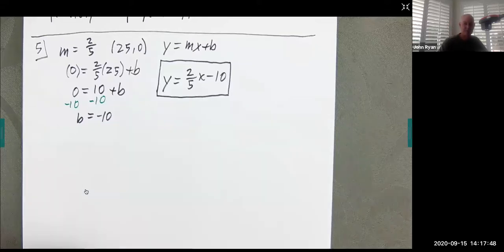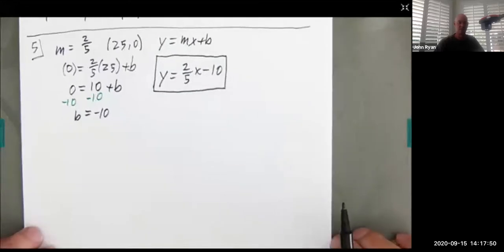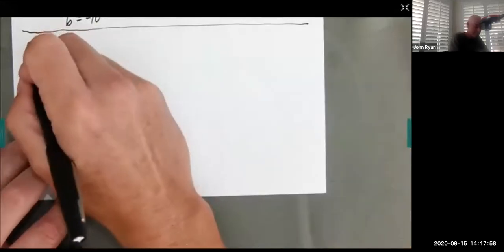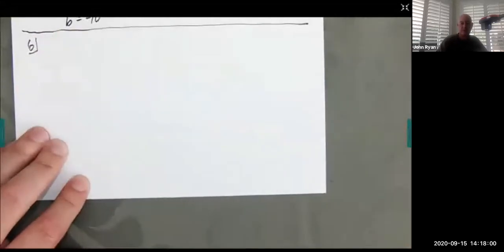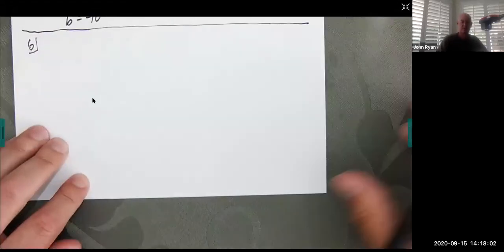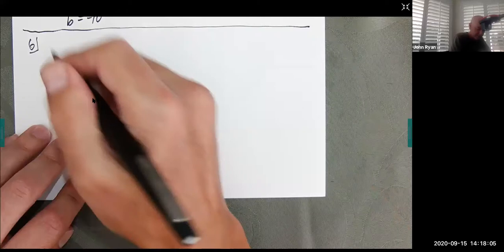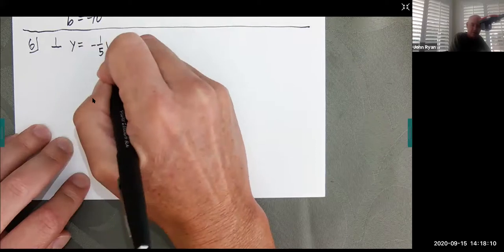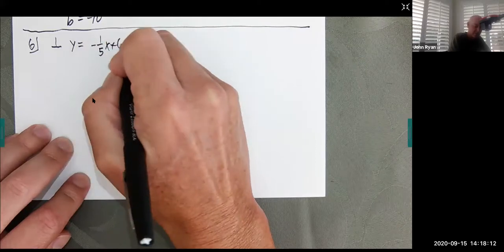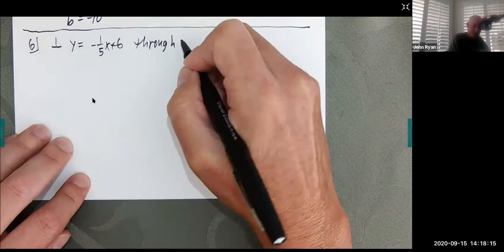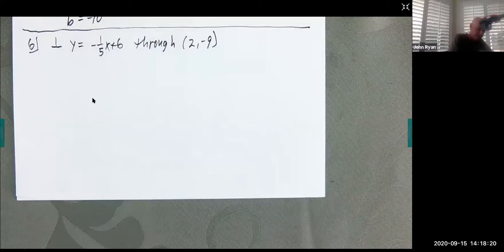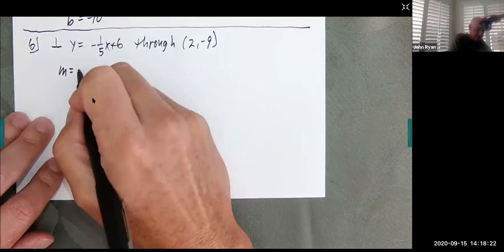Now, number 6 is similar in some ways. Number 6 specifically says that we want an equation of a line that's perpendicular to the line y equals -1/5 x plus 6 through the point (2, -9). Now, the slope of this line is -1/5.